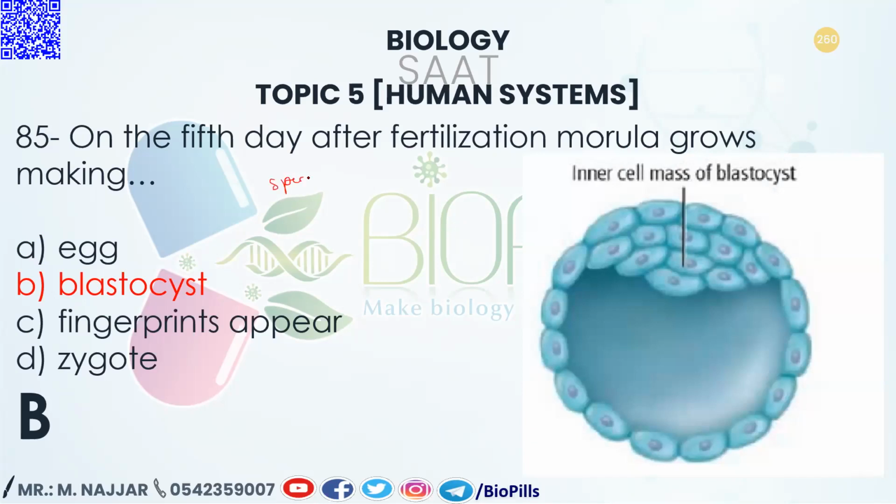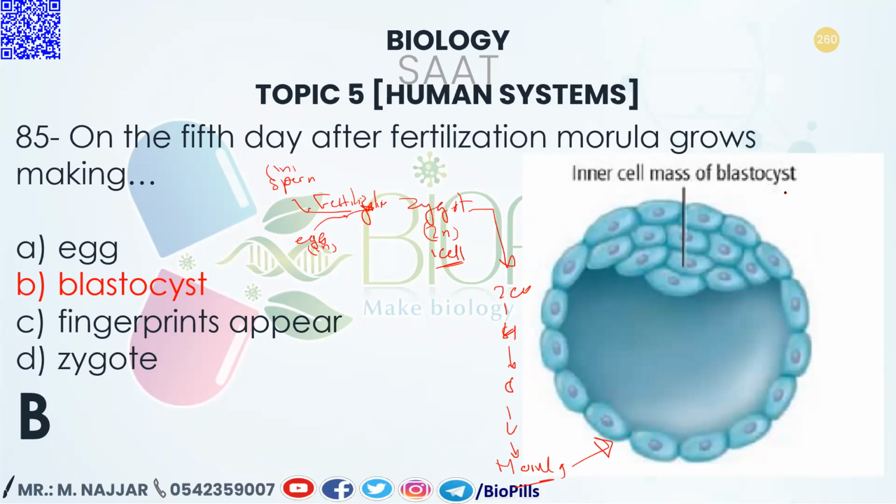We have sperm that will fertilize the egg in a process known as fertilization, to form a zygote. The zygote is 2N, the sperm is 1N, and the egg is 1N. The zygote will undergo mitosis to give the 2-cell stage, then 4, then 8, then 16, and so on. Then it will make the morula, and after about a week, 5 to 7 days, it will make the blastocyst or the blastula.